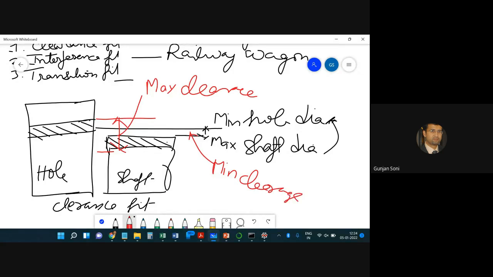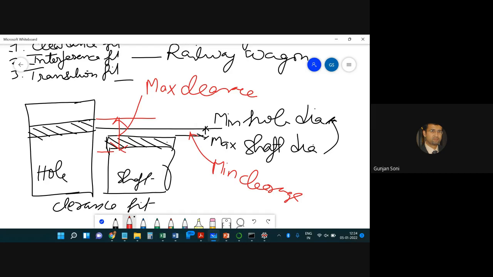So when do you get a minimum clearance? The difference between minimum hole diameter and maximum shaft diameter will give me the minimum clearance. And maximum clearance, when do I get? When I have the maximum diameter of hole and minimum diameter of shaft. That time I get the maximum clearance. Is it clear? Okay, so this is the clearance fit.